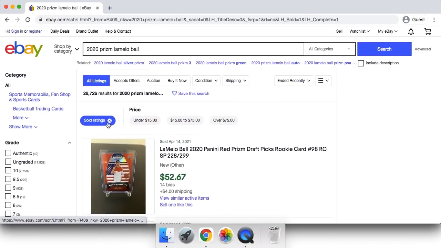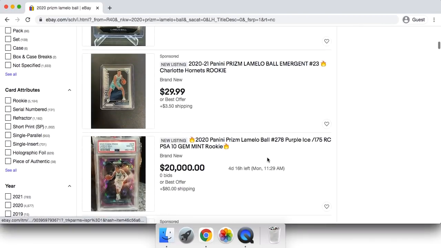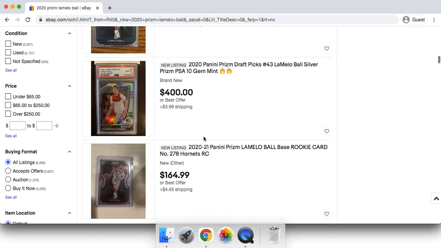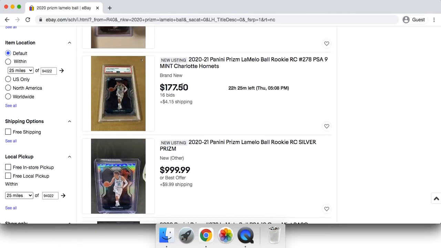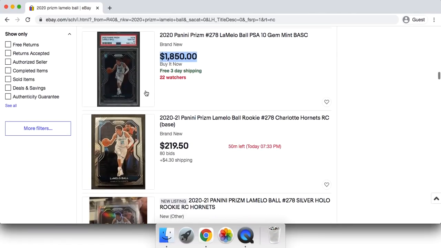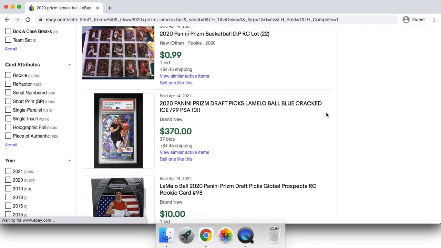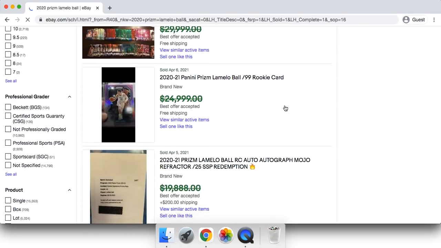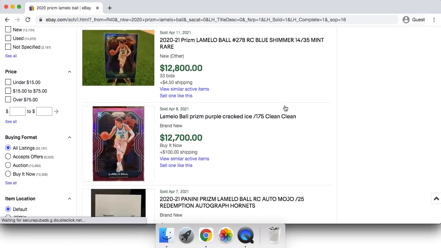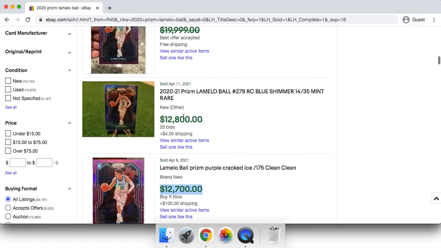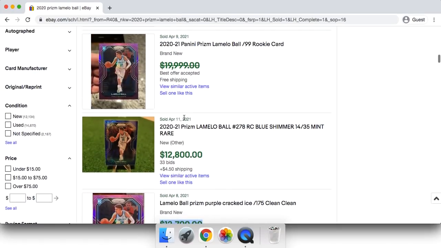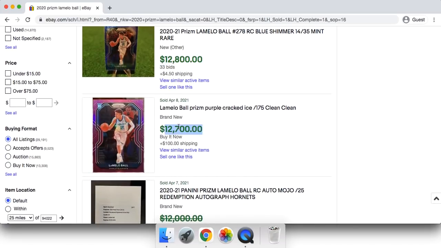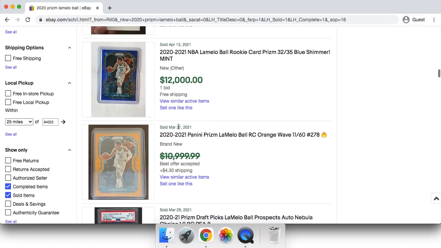But in terms of basketball, a lot of new product is releasing and there's so much money being poured into these cards. LaMelo's first Prism PSA 10 sold for $1,850, so that was definitely very big. There's just a lot of cool stuff happening with new product and a lot of big drops happening as well. If we look at some of the money being poured into these cards, people are spending $12,700 on some ungraded LaMelo Ball cards.